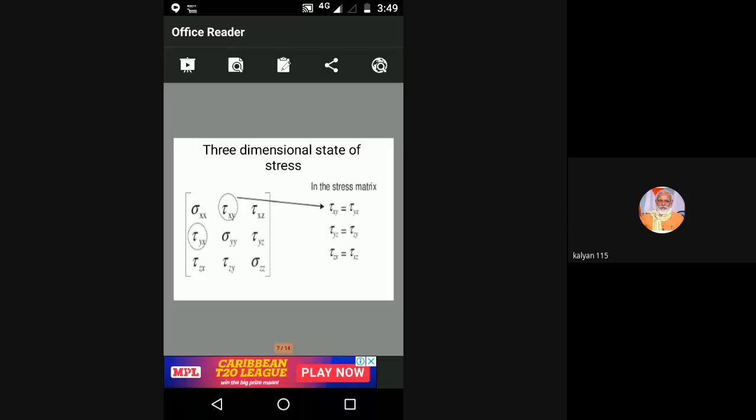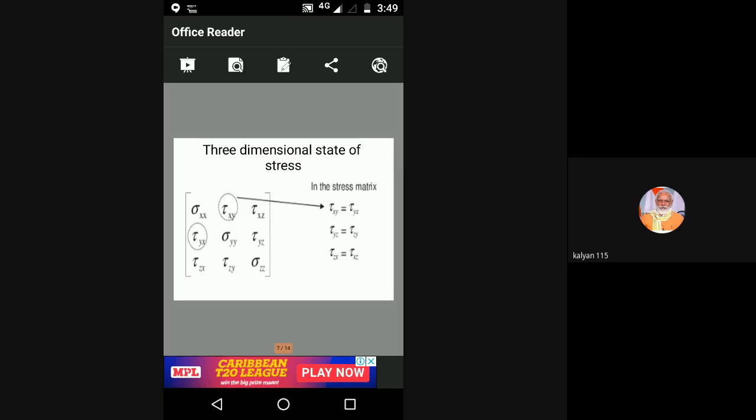Now we can look at tau xy is equal to tau yx, tau yz is equal to tau zy, and tau zx is equal to tau xz. But why is tau xy equal to tau yx? Because this is called complementary shear. We will discuss that later also; there is a derivation for how to equate tau xy to tau yx. Generally we write tau ij is equal to tau ji due to the complementary shear.